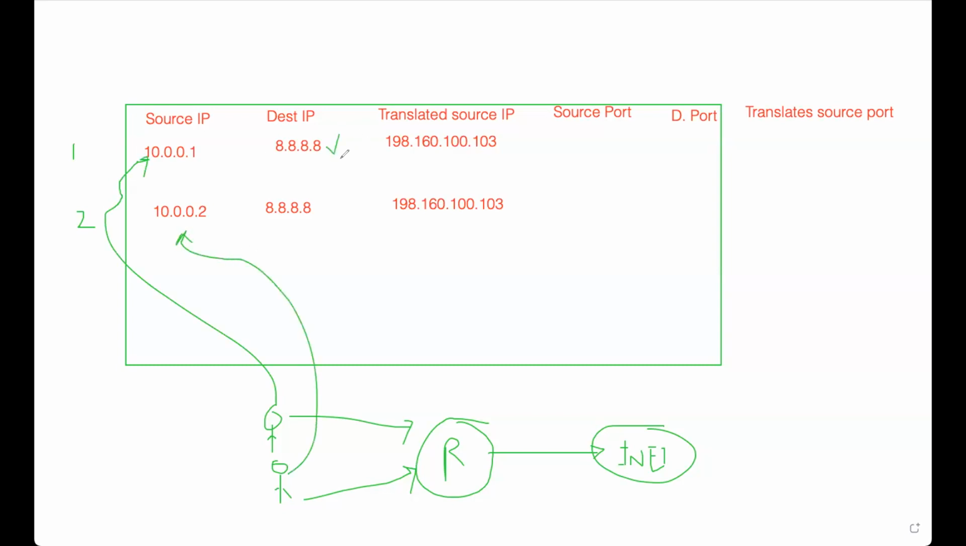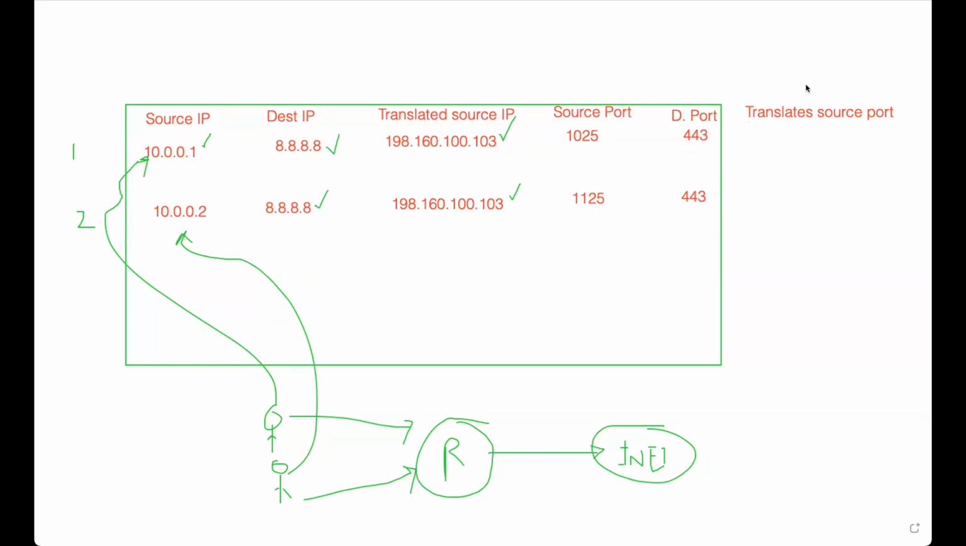They both want to go to google.com. They both got translated to the same IP. But the source port of each user will be random. For example, let's say this got picked with 1025 and this got picked with 1125. The destination port will be 443. That is based on the application, HTTPS, which is 443.